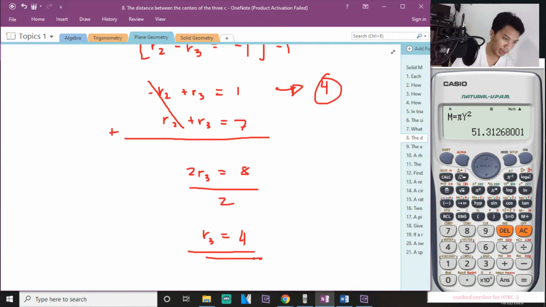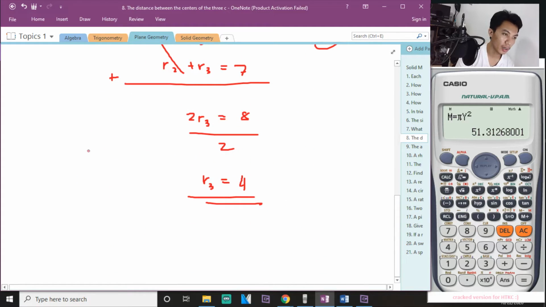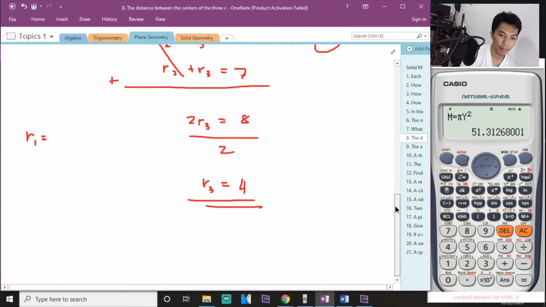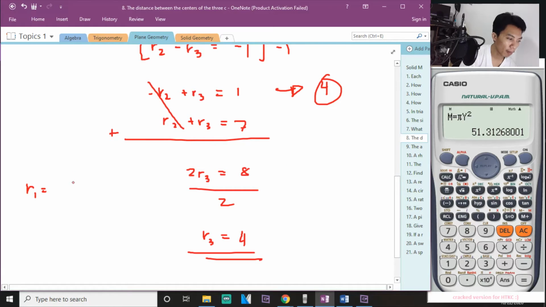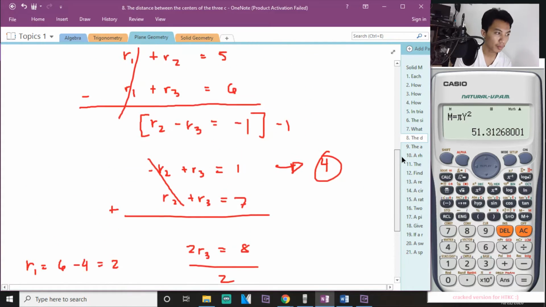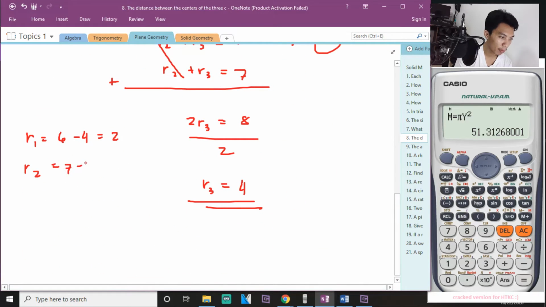Okay. So, we will now solve for the values of R1, R2, and R3. R1 will be equal to, ulit natin doon, 6 minus 4, equal to 6. And then R2 is equal to 7 minus 4, equal to 3. Therefore, meron na tayo mga sukat nila.